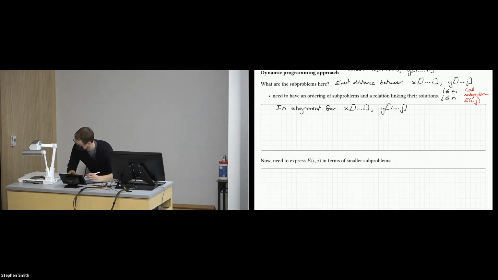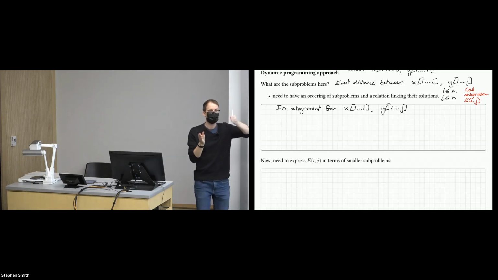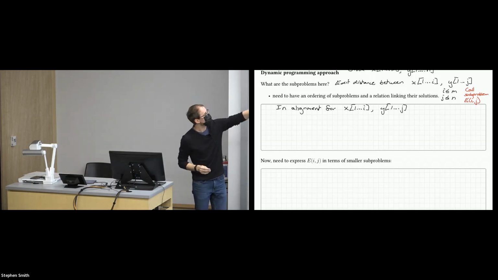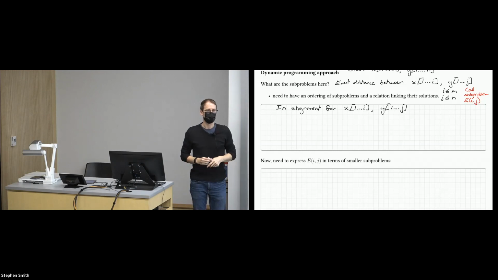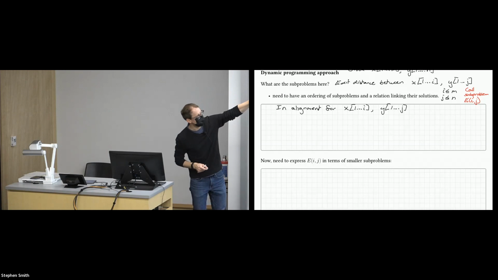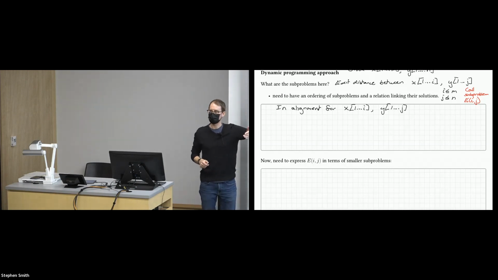What are the possible alignments? Let's think of what the last character, the last column, could look like in the alignment between those two words. There are only three possibilities. In the last column, I could line up xi over top of yj, or I could line up xi over top of a blank, or I could align a blank over top of yj. That's it.